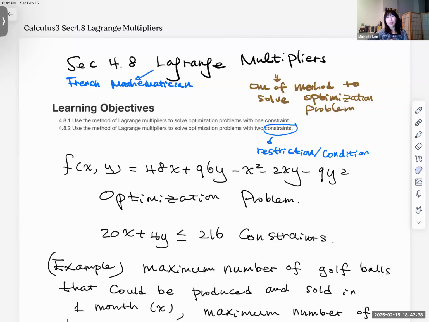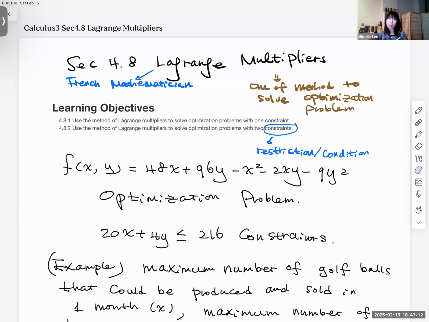Hello everyone, today we're gonna learn section 4.8, Lagrange multipliers. Lagrange is a French mathematician, and Lagrange multipliers is one of the methods to solve optimization problems. Normally we had optimization problems, we are using maxima and minima problems, right? But this is one of the methods to solve optimization problems.